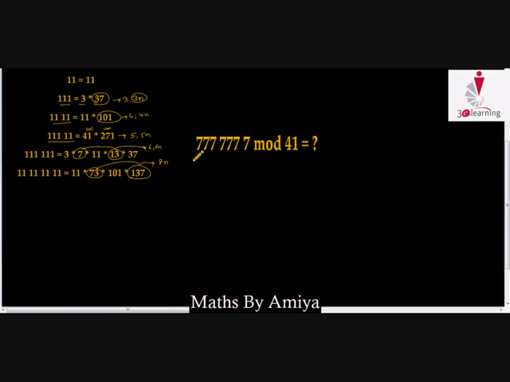Our first question is 7 repeated 7 times divided by 41. We know 41 comes with 5 ones. So any digit repeated 5 times or 5n times should be divisible by 41. We have 7 sevens, so we just need to remove 5 sevens because these 5 sevens give remainder 0. We just need to find the remainder for double 7, meaning 77. So 77 divided by 41 gives remainder 36. So this complete number divided by 41 gives remainder 36.